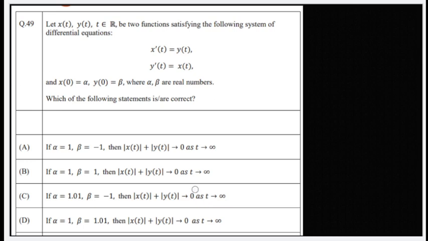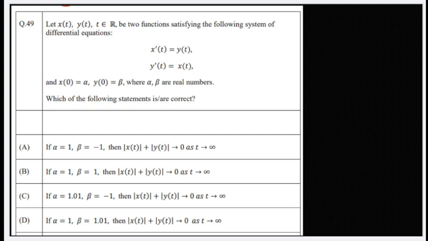Hello everyone. Today I am going to discuss one more question of GATE 2023. As you can see, the question is from ordinary differential equations. Given that there are two functions x of t and y of t, they satisfy the following system of differential equations.